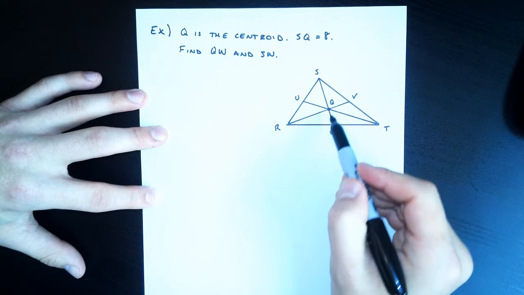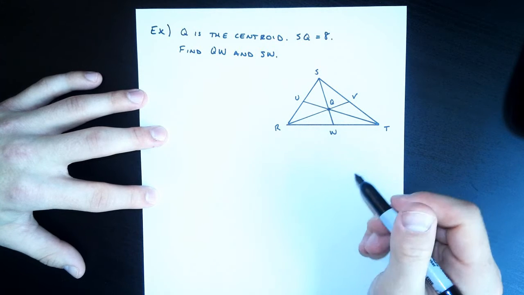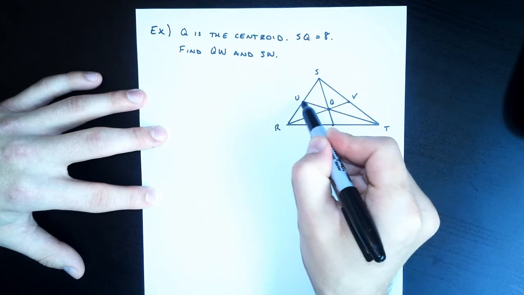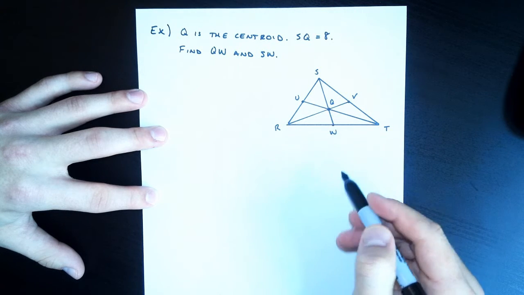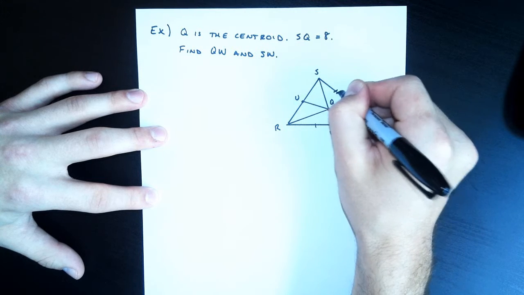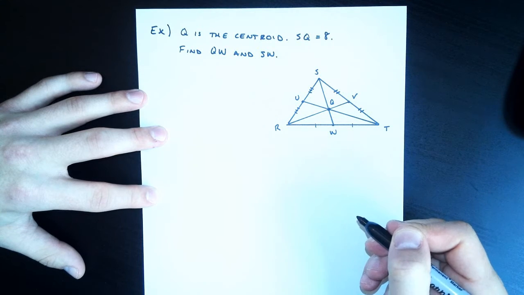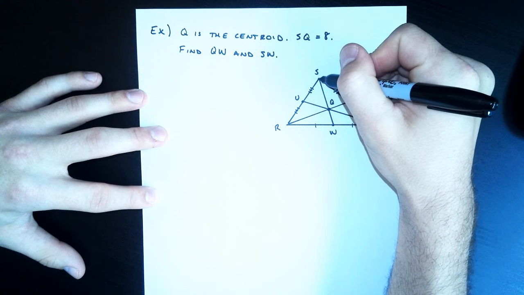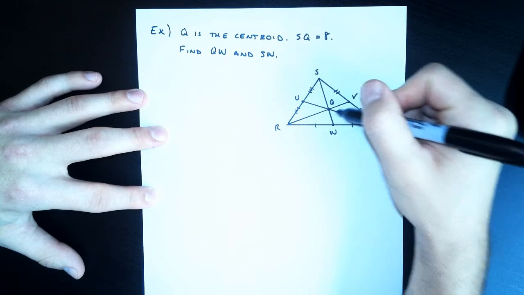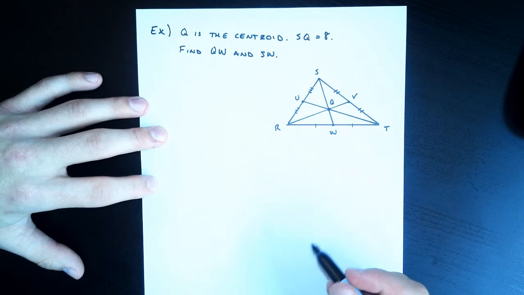So a couple things, because that's the centroid, I know that this is created by the medians of the triangle, which means that these 3 points are all midpoints of their respective sides. So these two segments are congruent, these are congruent like that, and this last pair are congruent. Also, we know that the distance from the vertex here to the centroid is 2/3 the distance from Q to the midpoint of the opposite side.